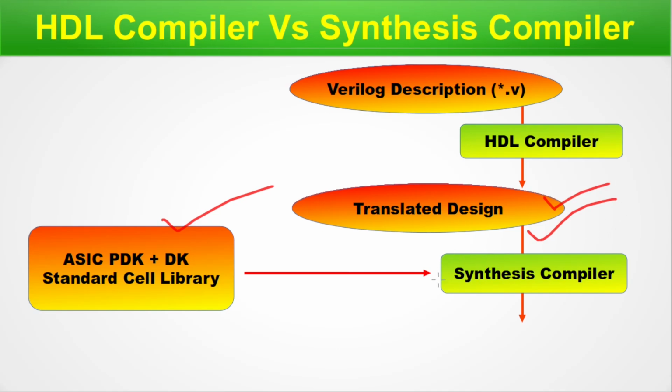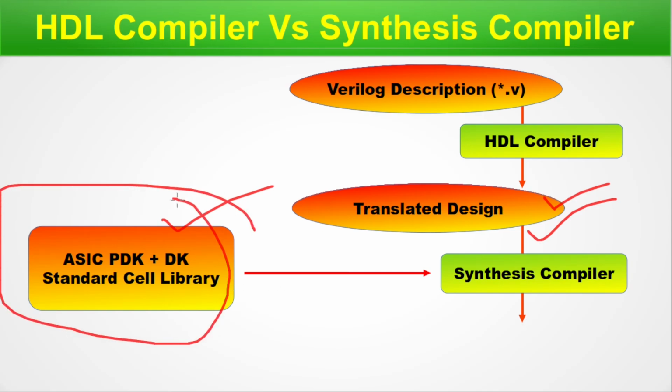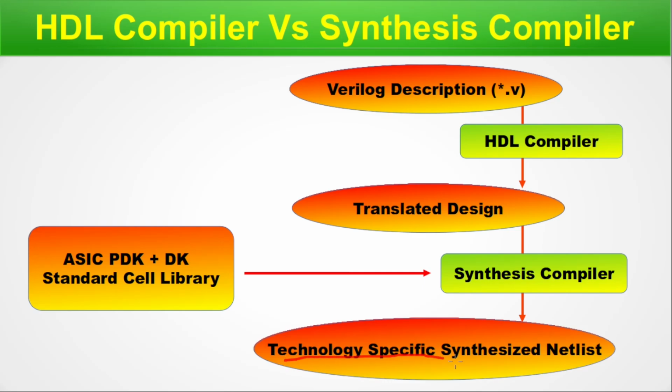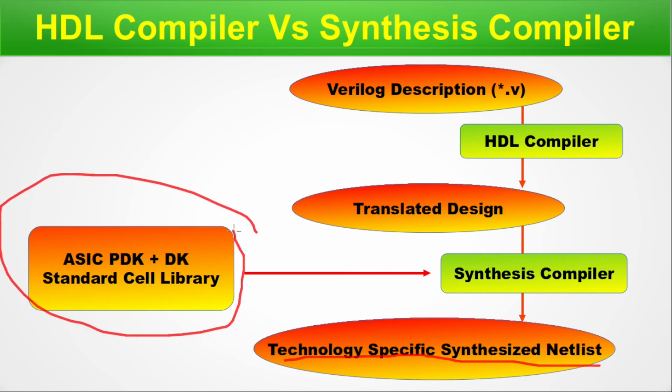That means it's not a standalone tool that converts this into the next step, but it will definitely need the PDK or DK where all the standard cell definitions are there, and with the help of that it will create the technology specific synthesized netlist in terms of physical gates, say you are doing it for 22 nanometer or 10 nanometer. So that particular library will be there. The Verilog description does not have any technology node attached to it, but that will get attached here through this library, the ASIC library.